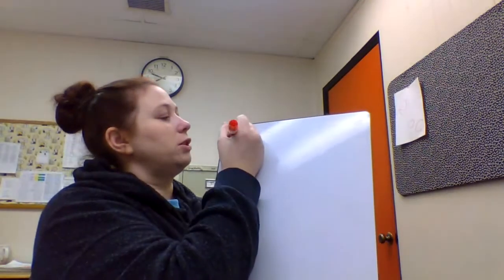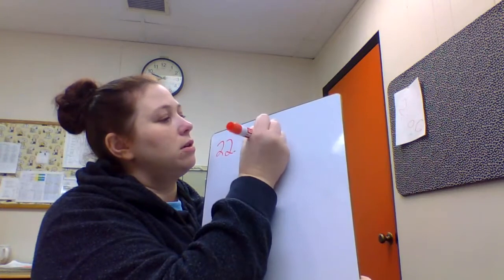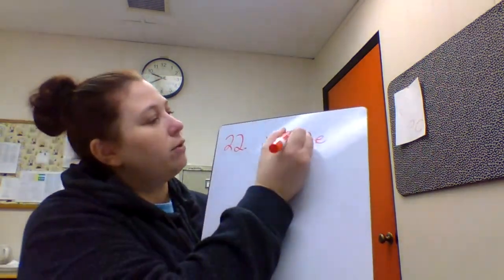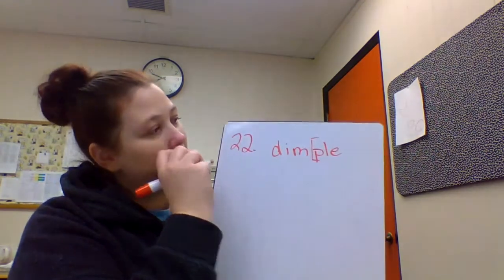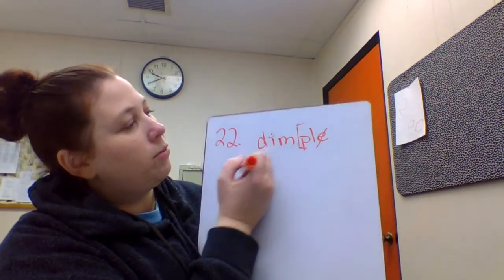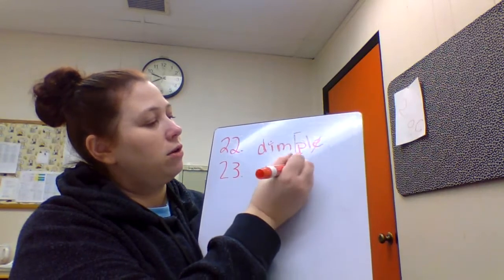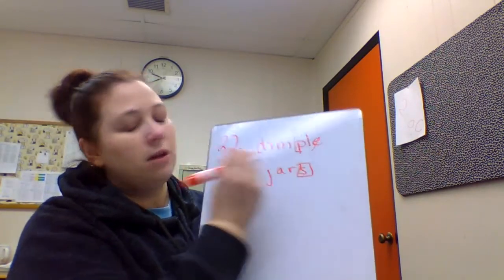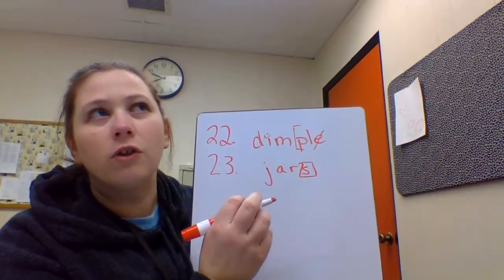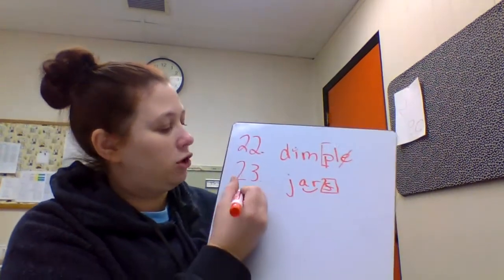All right, number 22, dimple. Dimple. All right, we have our little bracket here of our final stable syllable sound, PLE. We cross off the E, and then we have a breve on the I. Number 23, jars. We have our suffix S, and jars makes that Z sound, so we draw the line through the S. Then we have combination AR there.